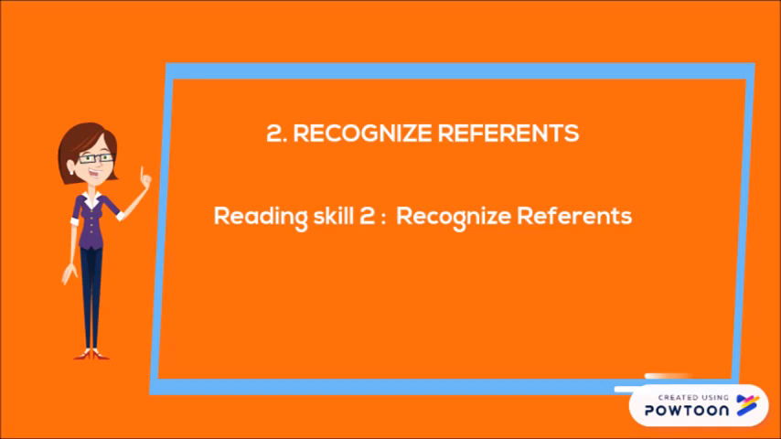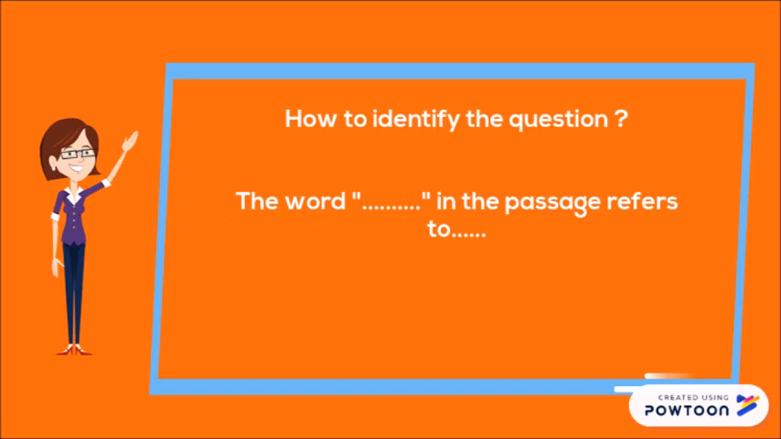Number 2. Recognize reference. Reading skill 2. How to identify the question? The most typical phrase in this part is, "the word in the passage refers to". In this part, it's useful to determine the kind of reference word, if it is singular or plural, and establish the context around both the referent and the reference for it.